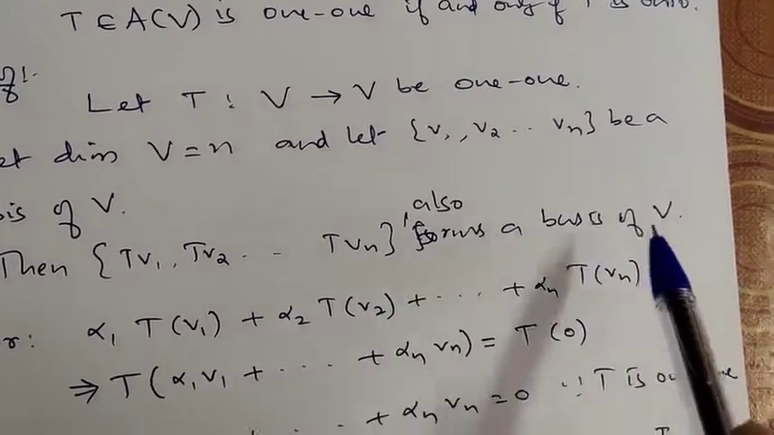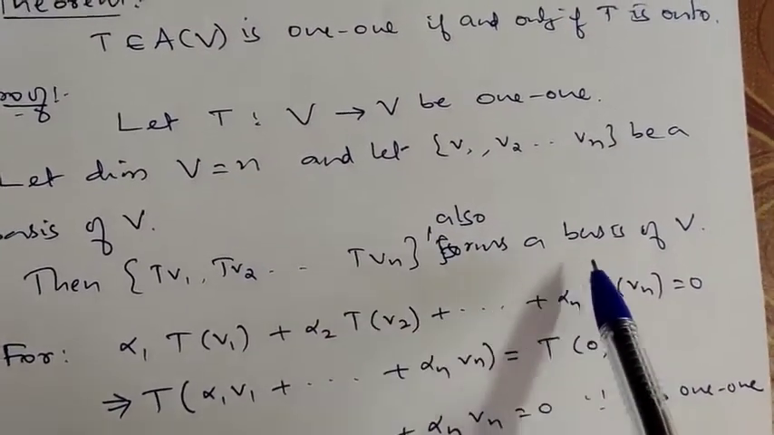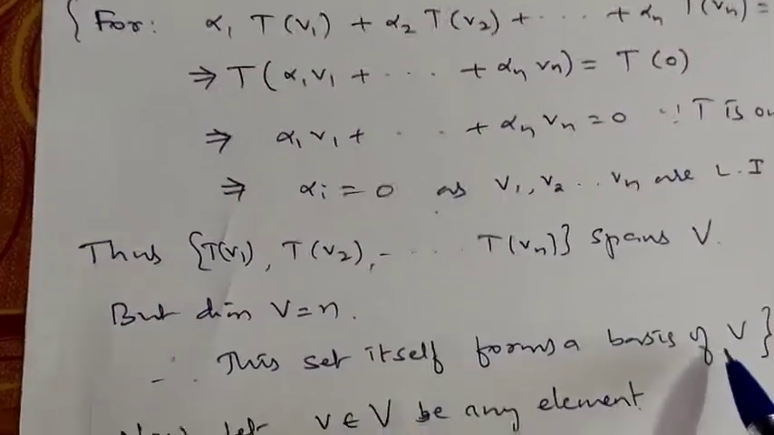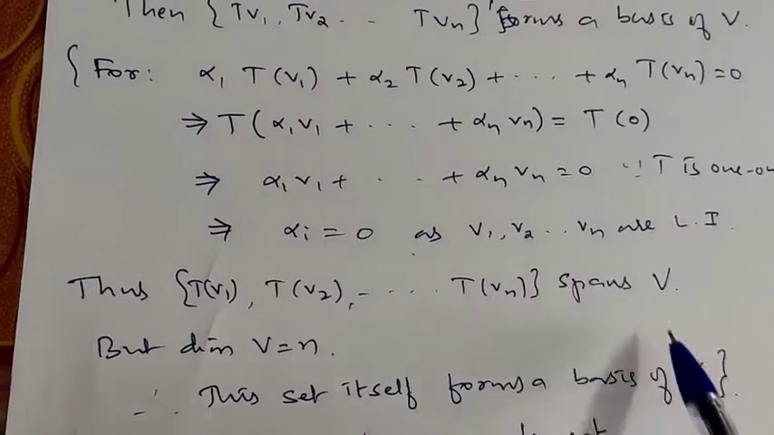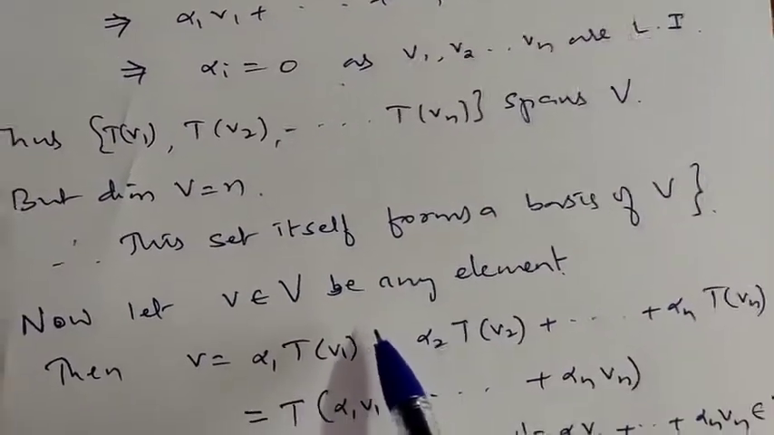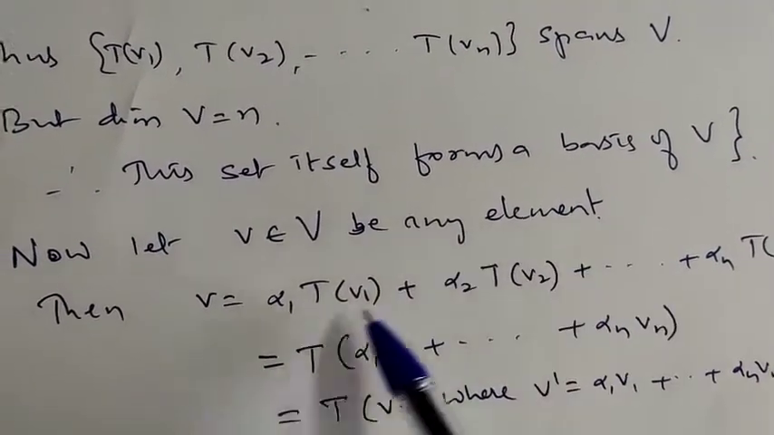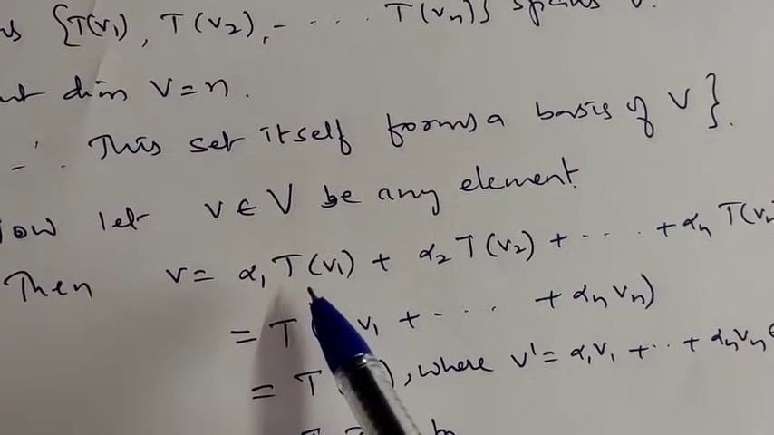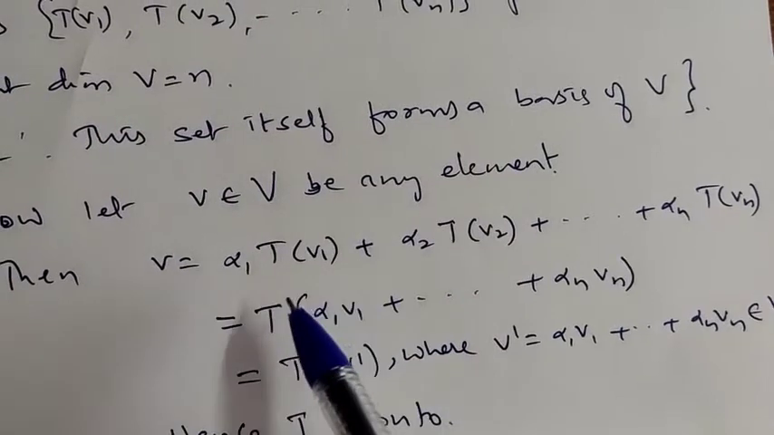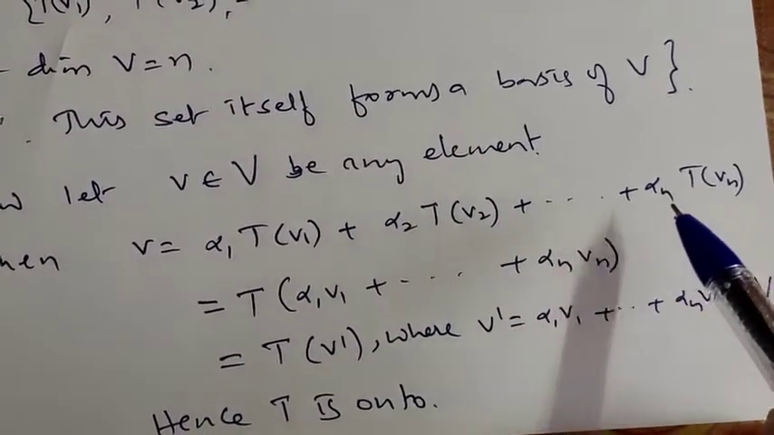But here W is V itself, therefore T of V1, T of V2, etc., T of Vn also forms a basis of V. So we have shown how T of V1, V2, etc. forms a basis of V. And now let v belong to V be any element. Then v can be written as, because T of V1, T of V2, etc., T of Vn is also a basis, alpha 1 into T of V1 plus alpha 2 into T of V2, etc., alpha n into T of Vn.